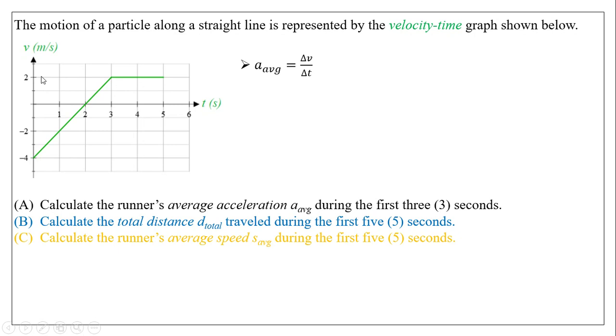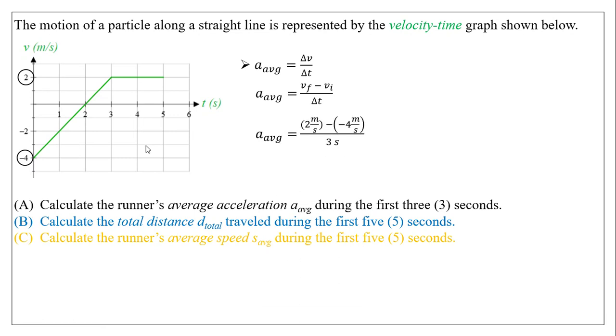And if I go all the way across, that is a velocity of 2 meters per second. So to find average acceleration, I need the change in velocity over the change in time. Here, I've just chosen to go from 0 seconds to 3 seconds because that's what is specified. Change in velocity over change in time. So here I've circled my initial velocity is -4, and then my final velocity is a +2.